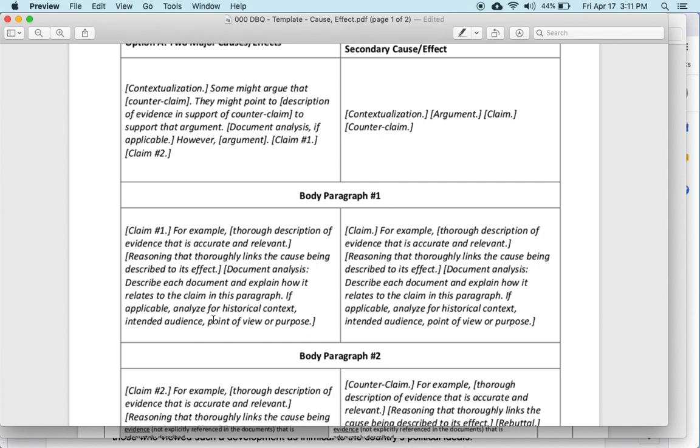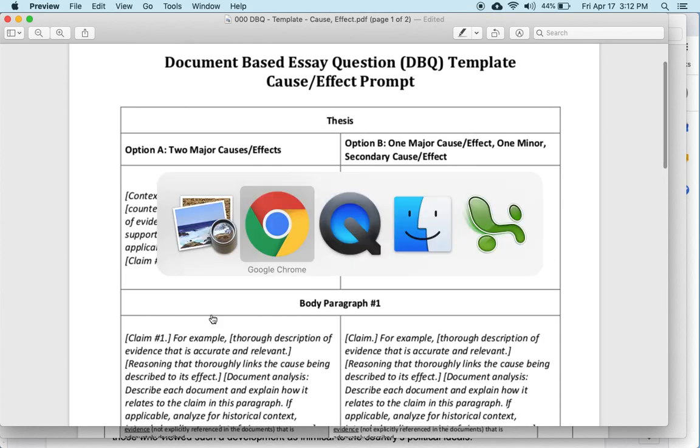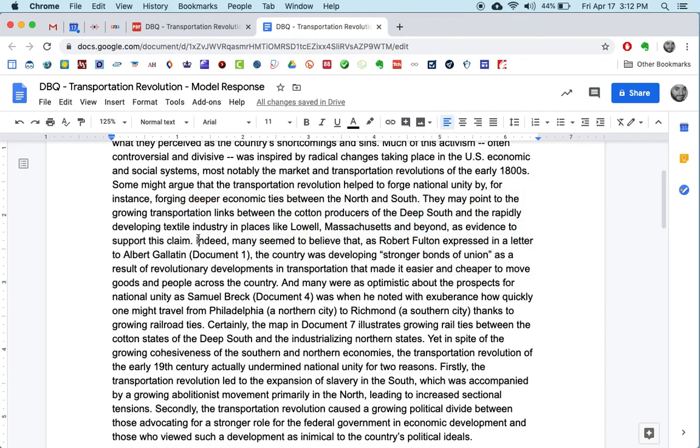For 3 documents, you also have to analyze the historical context, or the intended audience, or the point of view, or the purpose. You don't have to do this for all 6 documents, but you do have to do this for 3 documents, at least in the traditional document-based question. Okay, so let's go back to my essay. After my counterclaim, I do use 3 documents, like I said, and I do those things for each of these 3 documents. I describe each document, and I explain how they pertain to my argument in that section of my essay.